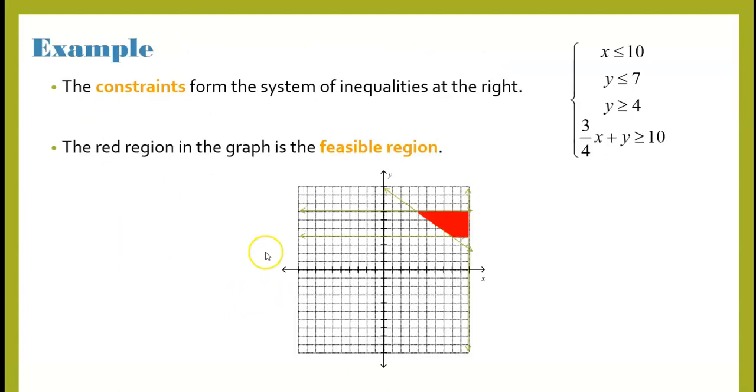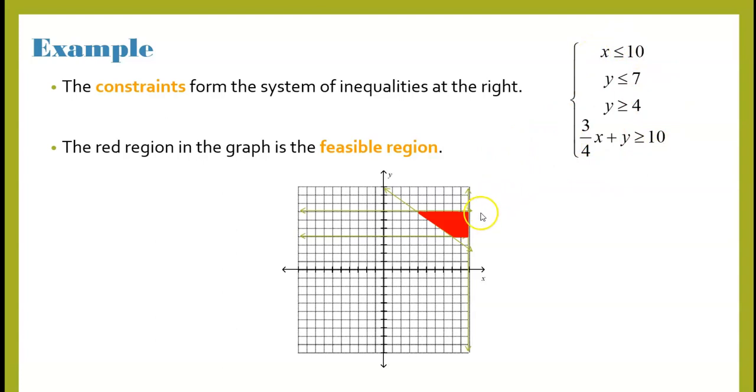Next, just a quick example here using those terminologies. We have constraints, what you see over here on the right-hand side of the screen. X is less than or equal to 10, y is less than or equal to 7, y is greater than or equal to 4, 3/4 x plus y is greater than or equal to 10. Those are all inequalities. That's what our constraints might look like.